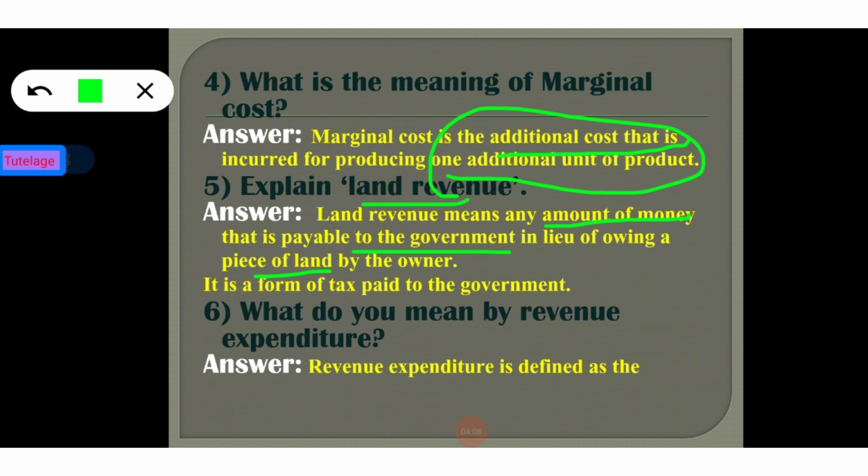So that's why it is called the land revenue. And now going to the next question, what do you mean by a revenue expenditure? So at first we have to know what do you mean by a revenue expenditure.